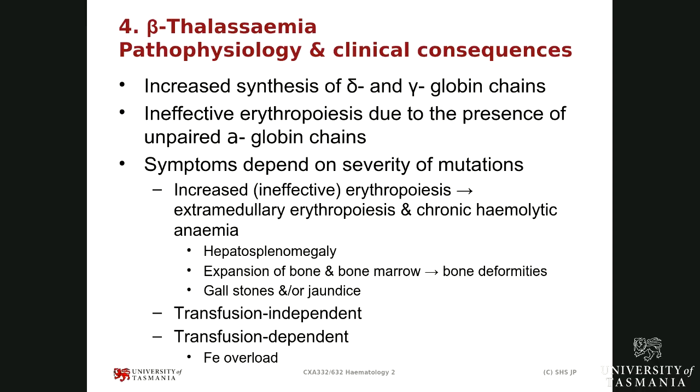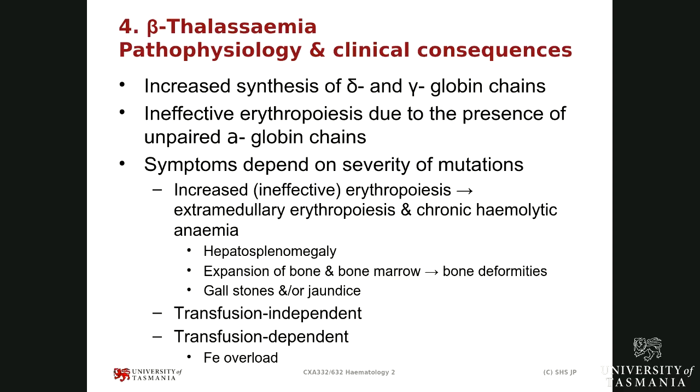So as I said before, because we've got a decrease in the beta globin chains, we have an increase of synthesis in the delta and gamma chains. So we have an increase in hemoglobin A2 and hemoglobin F. However, we still do have ineffective erythropoiesis because of these unpaired alpha globin chains. And so they precipitate and cause damage to the red cell membrane, and so many cells do not get to leave the bone marrow, or those that do can be more fragile. Again, it depends on how much the beta globin synthesis has been affected.